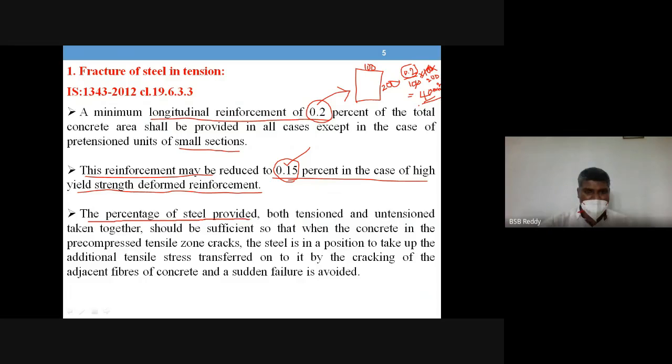The percentage of steel provided, both tensioned and untensioned taken together, should be sufficient so that when concrete in the pre-compressed tensile zone cracks, the steel is in a position to take up the additional tensile stresses transferred onto it by cracking of the adjacent fibers of the concrete and a sudden failure is avoided.